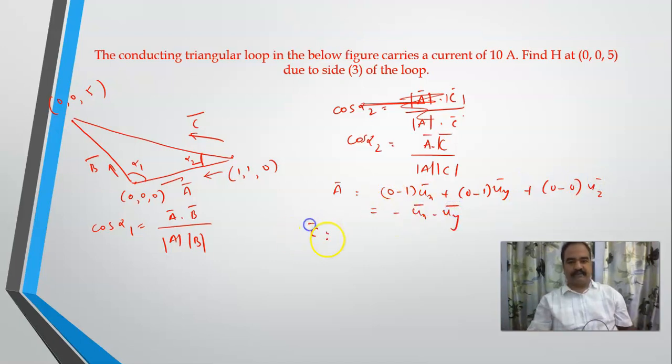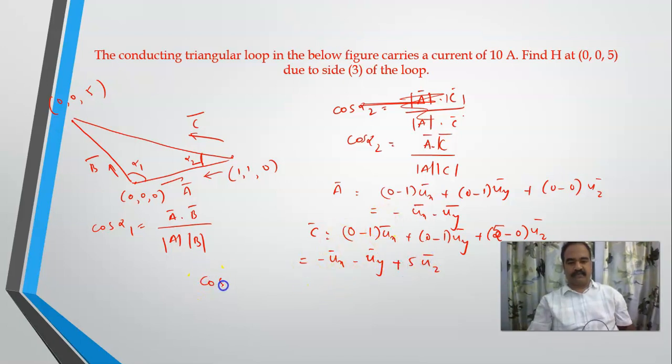What is c bar here? It is from this value, right? (0 minus 1) ux bar plus (0 minus 1) uy bar, and this is (5 minus 0) uz bar. So what is the vector now? It is minus ux bar minus uy bar plus 5 uz bar.